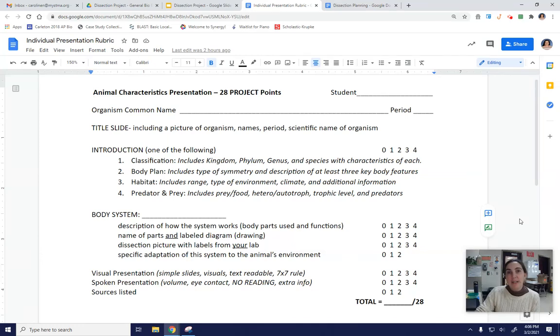Hello, biology students. Today I just wanted to tell you a little bit about how your dissection project is going to be graded as you start working on the presentation and finishing up your research today. What you see on the screen is the rubric that we're going to use as we grade your presentation.